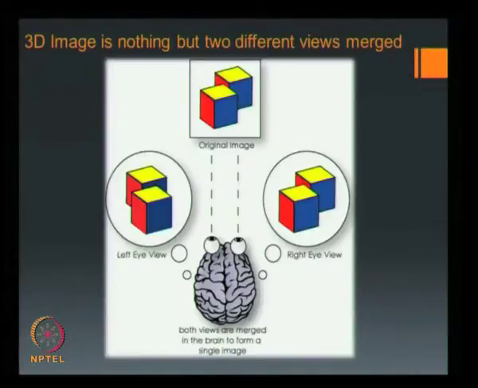Our eyes are placed apart by a small distance. And so here the right eye sees more of the blue side and the left eye sees more of the red side. The brain then merges both the views to give us the perspective of a 3D object.